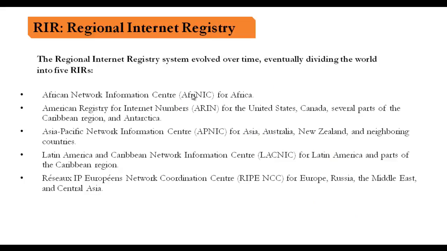The first one, AFRINIC, is for Africa. ARIN is for the United States, Canada and several parts of the Caribbean region and Antarctica. And APNIC is for Asia, Australia, New Zealand and some neighboring countries. And LACNIC is for Latin America and parts of the Caribbean region. And the last one, RIPE-NCC, is for Europe, Russia, the Middle East and Central Asia. And these are the few regional Internet registry organizations we have.